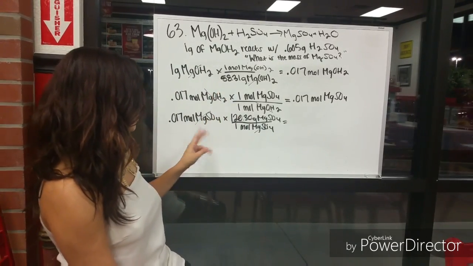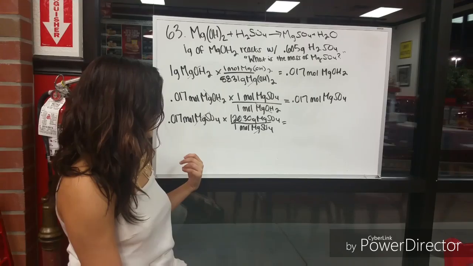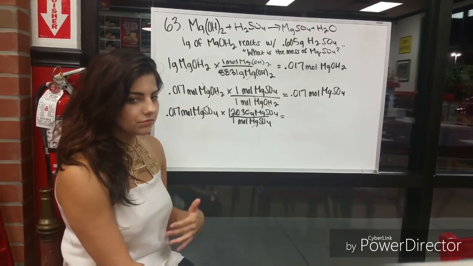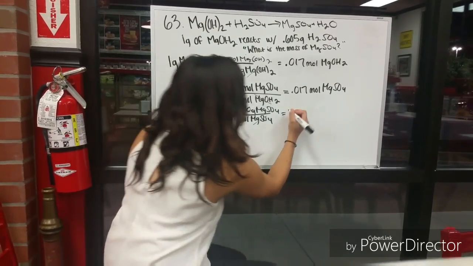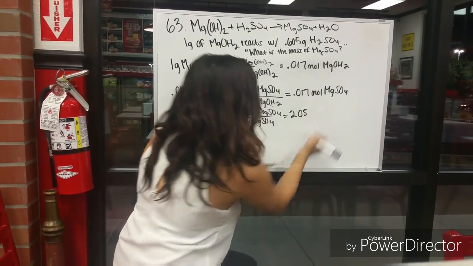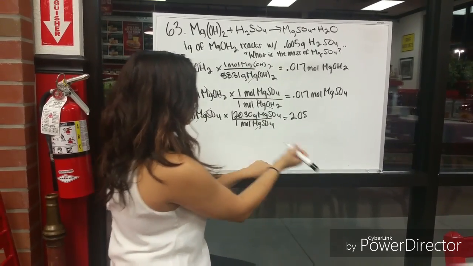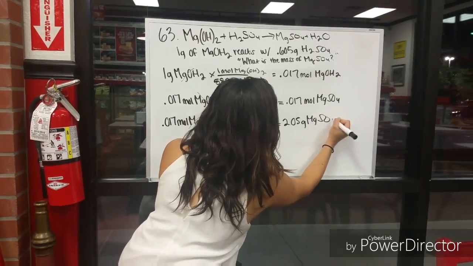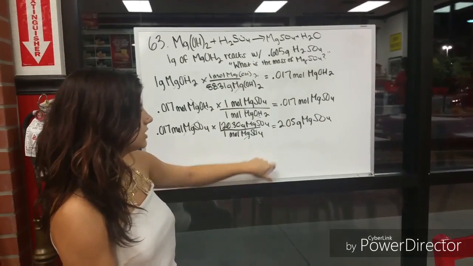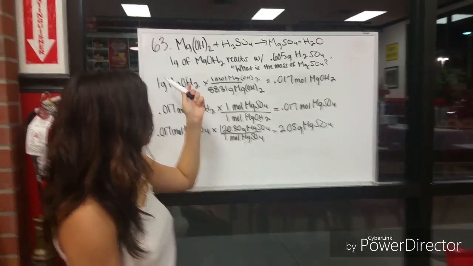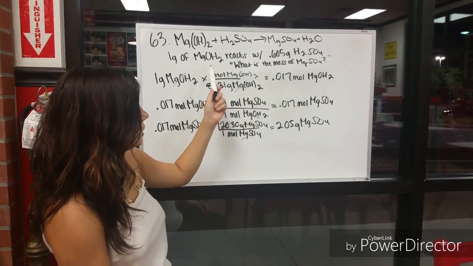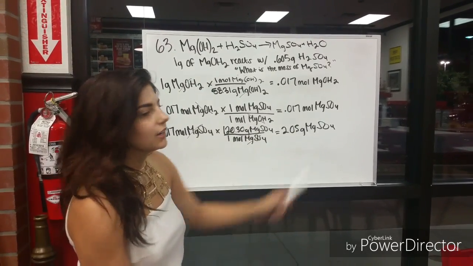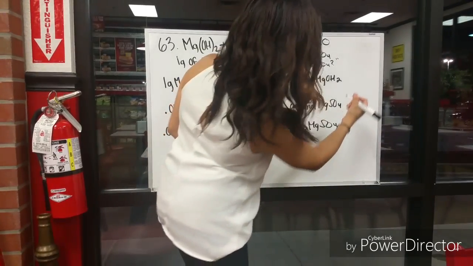And we're going to do the same thing that we've done for the last two. We're going to do 0.017 times 120.38, and it's going to be over 1, and that's going to give us 2.05. And it's going to be in grams because that's what we got by itself. Grams of MgSO4. And so what this essentially tells us is that for 1 gram of Mg(OH)2, we will make 2.05 grams of MgSO4. So we're just going to put this in the corner so that we remember.